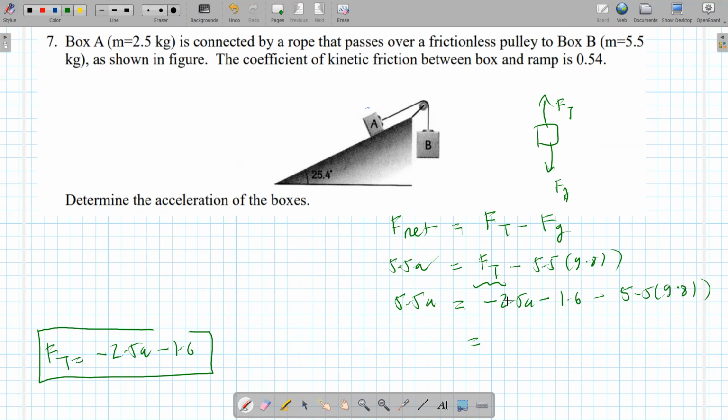And then the next step, I'm just going to add 2.5a on both sides. So 5.5a plus 2.5a is 8a, equals minus 1.6 minus 5.5 times 9.81, like that. Then just divide by 8, whatever you get. And when you find a, you sub it in for FT, right? Exactly, you sub a in there and you'll get FT. All these questions are the same. Yeah, I like these questions. Alrighty, that's good.